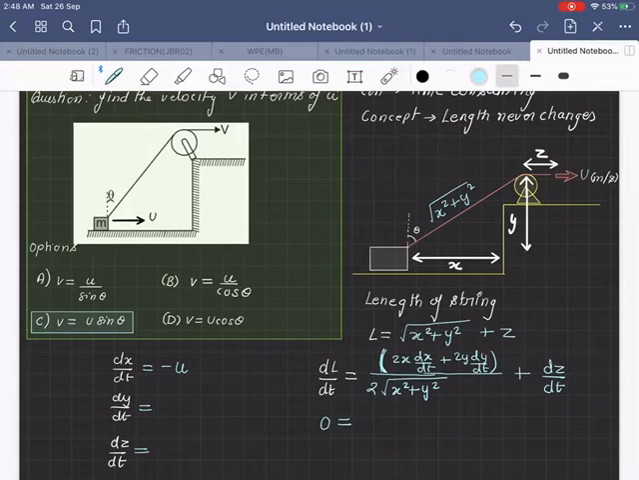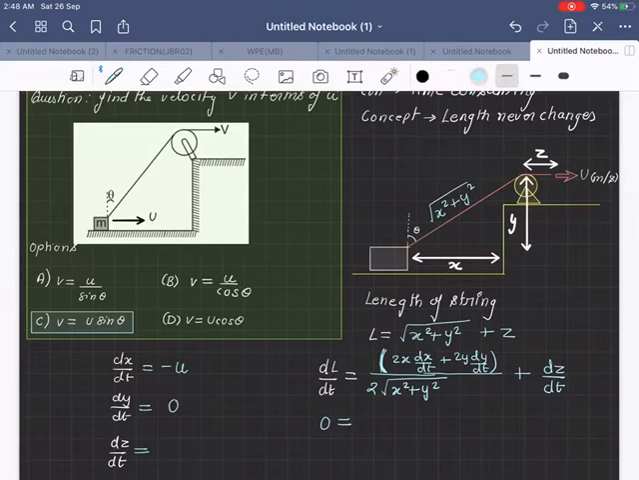Now dy by dt. Here y is the distance between the top side of the block and the top point of the pulley. Now listen carefully. The pulley is not jumping, of course, it is fixed here, and neither is the block jumping, which means the top portion of the block will not move. The top portion of the pulley will not move, meaning y is a fixed length, which means dy by dt will be 0.